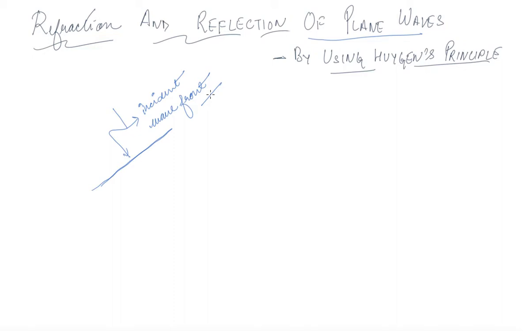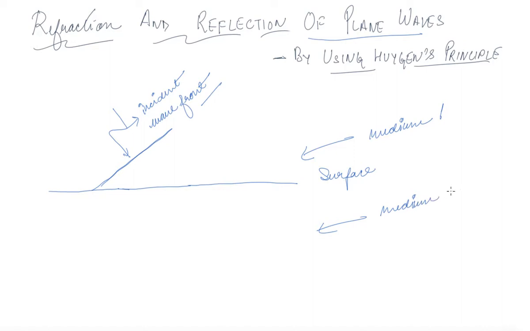Okay. So now suppose it's striking this surface. Say this is my surface. Let me draw this surface and let me extend the surface. So this is my surface. Let this be medium 1, the part from where the incident wavefront is coming. And from this separation downward, let this be medium 2.